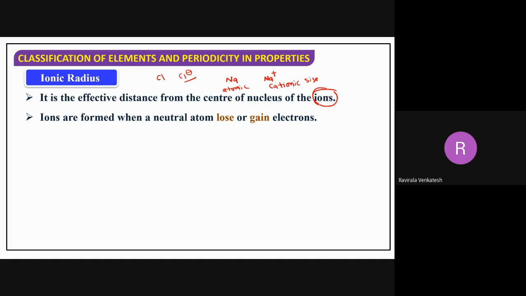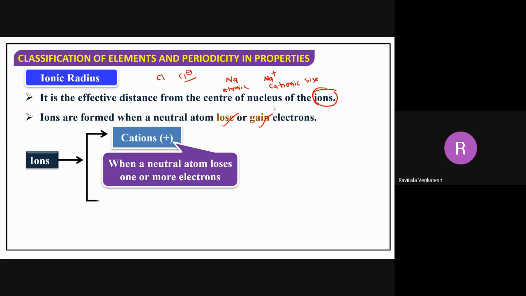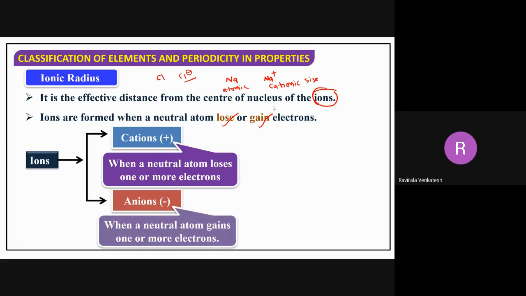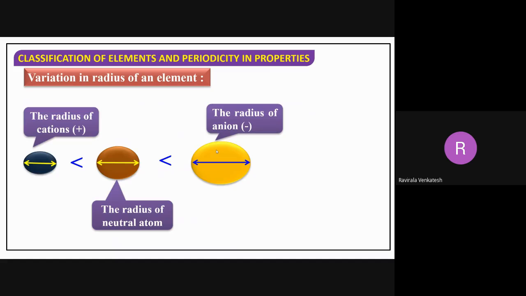So where do you get the difference? Ions. If we lose an electron, we get a cation. If we gain an electron, we get an anion. So when you lose and gain, we get this type of ion size. When a neutral atom gains an electron, we get an anion. When a neutral atom loses an electron, we get the cation size. Excellent. That's a simple thing. I'm moving fast because these are very small topics.